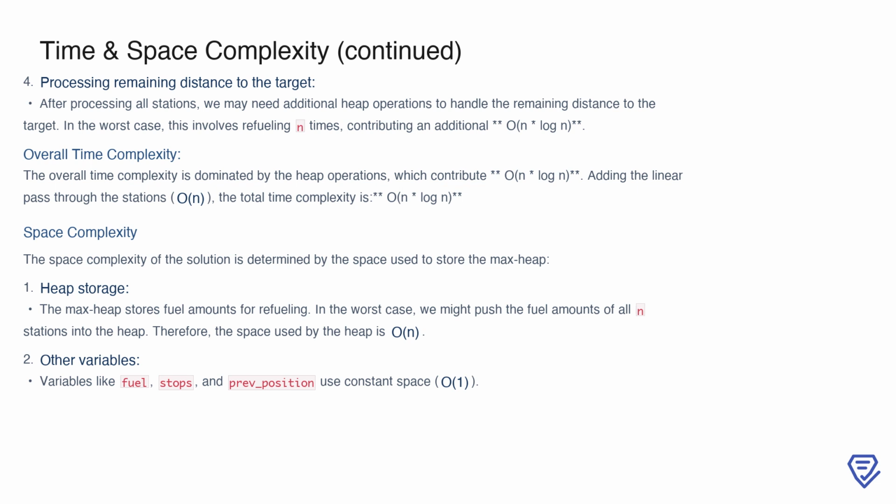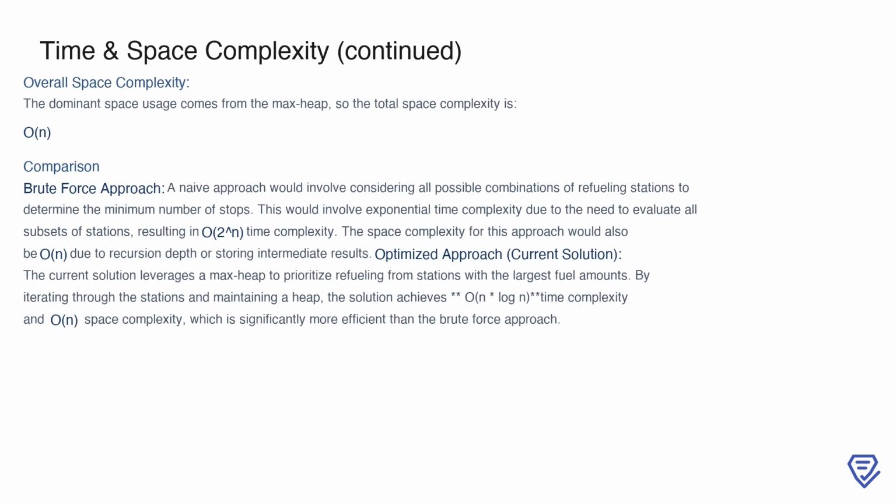Now, looking at the space complexity, the primary factor is the max heap used to store fuel amounts. In the worst case, all n stations' fuel amounts might be pushed into the heap, leading to a space requirement of O(n). Other variables like fuel, stops, and prev_position use only constant space, or O(1). Thus, the total space complexity of the solution is O(n). The overall space complexity is dominated by the size of the max heap, meaning it is O(n).